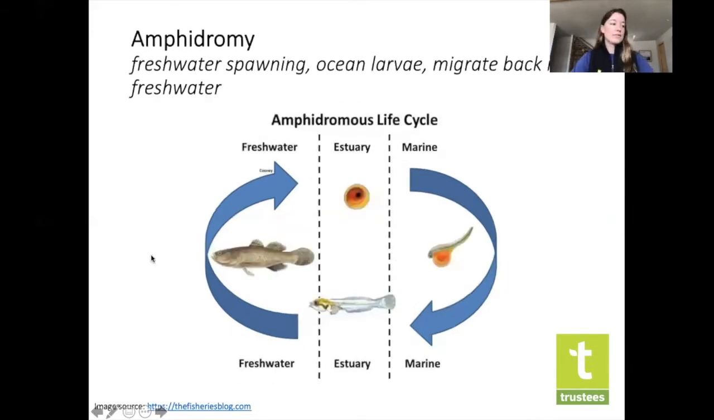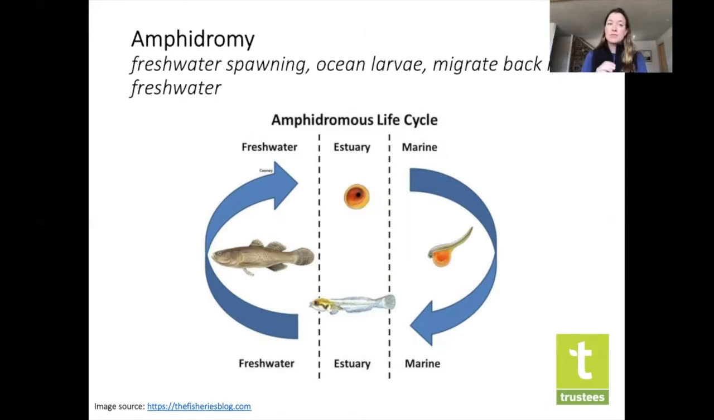Okay, next, the third one under our diadromous species or type of fish migration is amphidromy. Amphidromy is a less common type of life cycle for fish. It's mainly present in the tropics and subtropics, so we're not really finding that in our local species here.